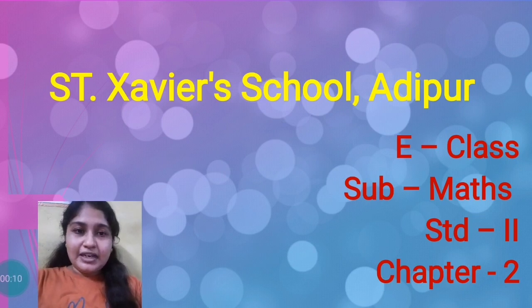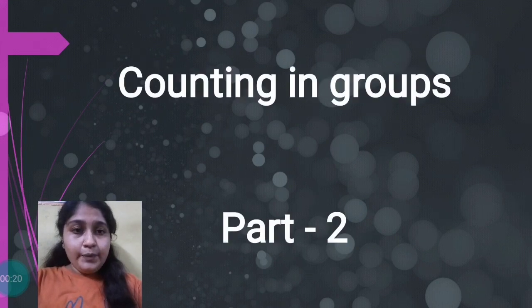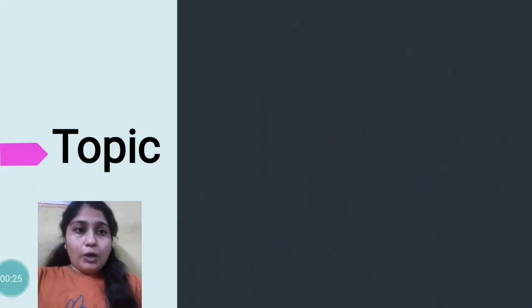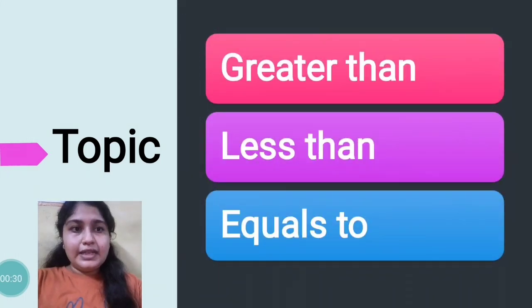So, in today's class, we are continuing with chapter 2, and the chapter's name is Counting in Groups. Today we are going to start with part 2, and the topic is greater than, less than, equals to. Students, in today's class, we will understand greater than, less than and equals to by comparing the numbers. Okay, so let's start.